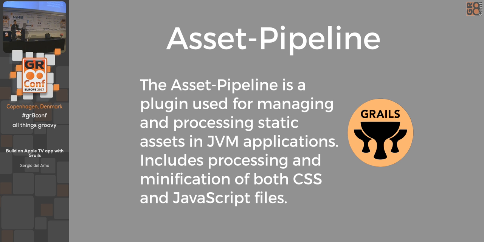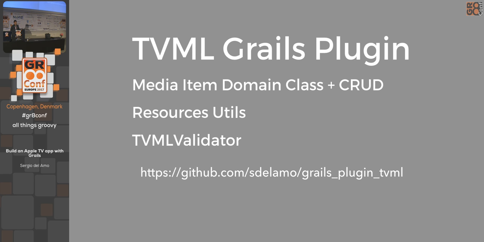The Asset Pipeline plugin is a really easy to use plugin which allows us to get minification of both CSS and JavaScript files. Since TVML applications are going to basically have JavaScript documents and XML documents, all the power that Asset Pipeline gives us in the JavaScript world comes in really handy when developing TVML applications.